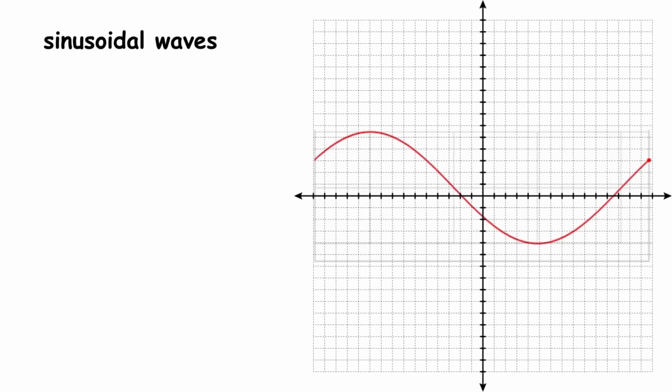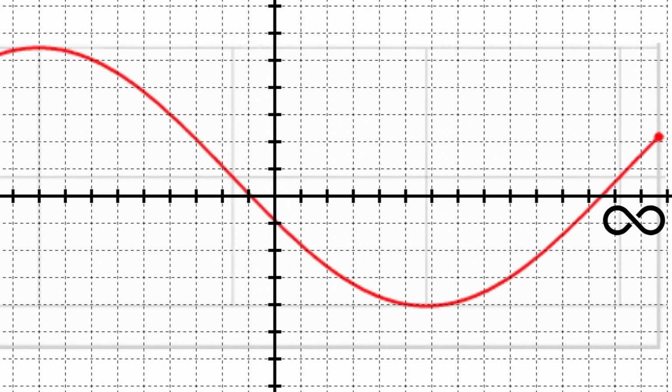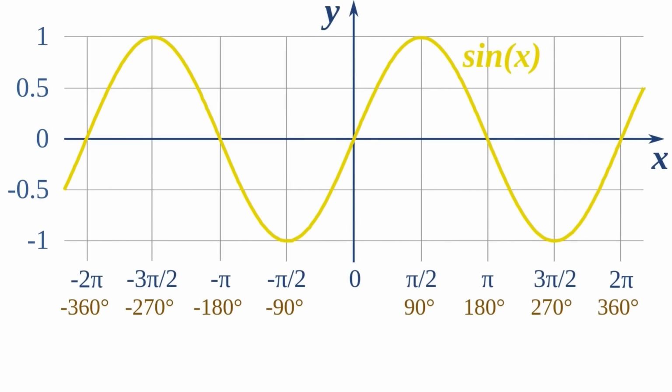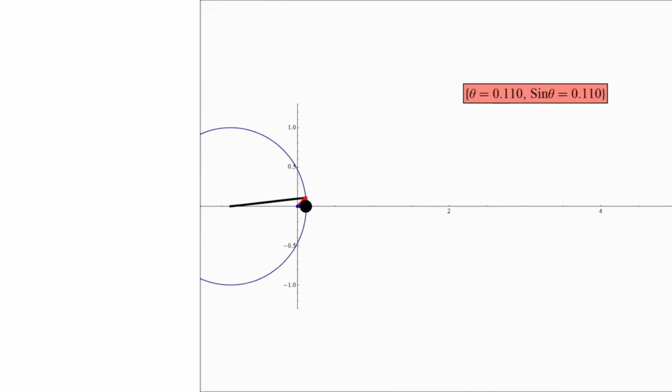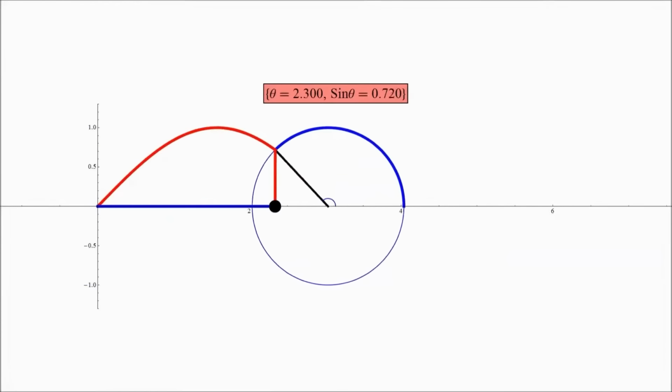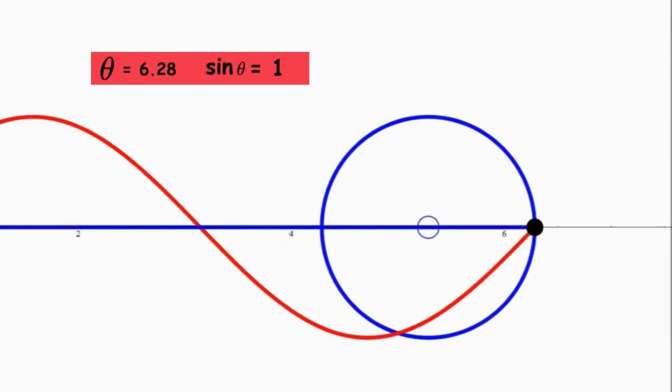Waves of this form are known as sinusoidal waves. Due to this swinging behavior, they do not have a limit as their input reaches infinity. The period of the sine function, or the amount of time it takes to complete one cycle, is 2 pi. This is also known as tau, the ratio of a circle's circumference to its radius, meaning the number of times that the radius fits into the circumference, about 6.28.